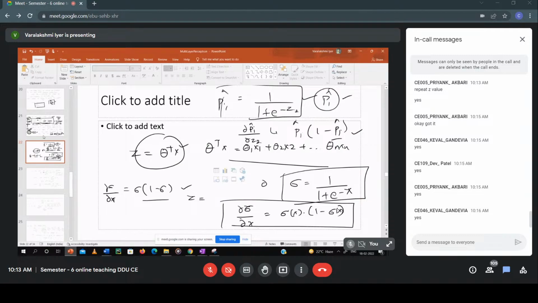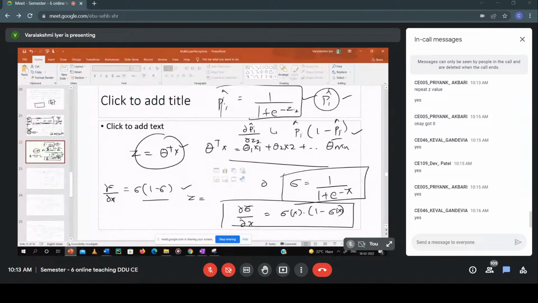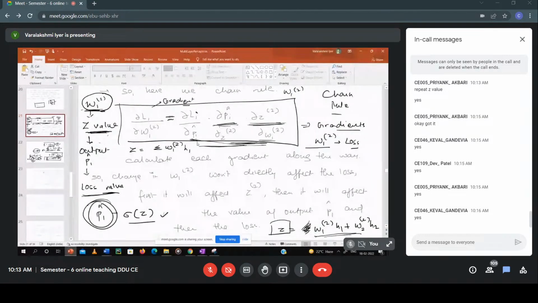Similarly, the last one that we have is del Z2 upon del W12, which will be your input value that you are passing, because Z2, if you recall, is W12 into H1 plus W22 into H2. So with respect to W12, it will be H1 only. So your output here will be equal to H1. So is this first derivation clear to everyone or not? Any doubt so far in what we are doing?